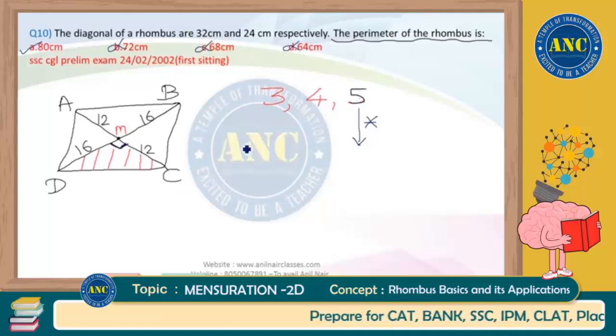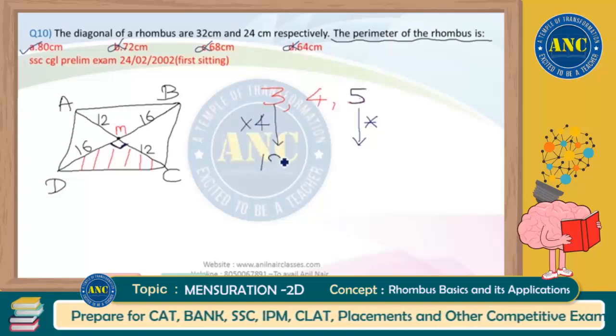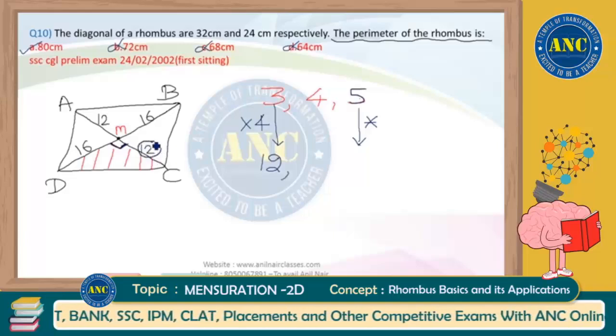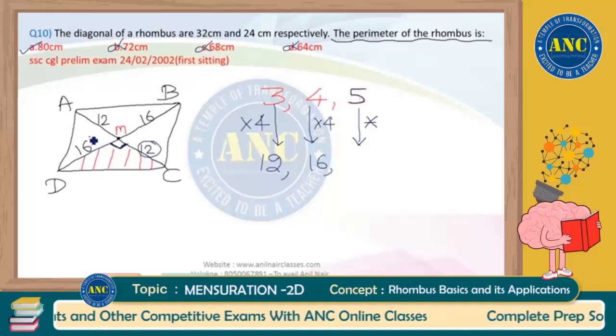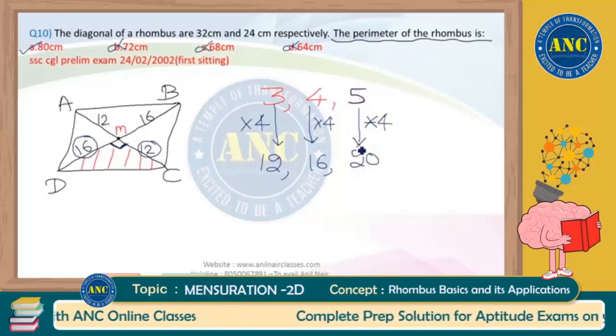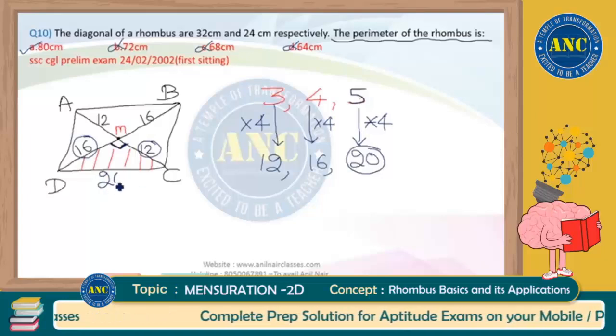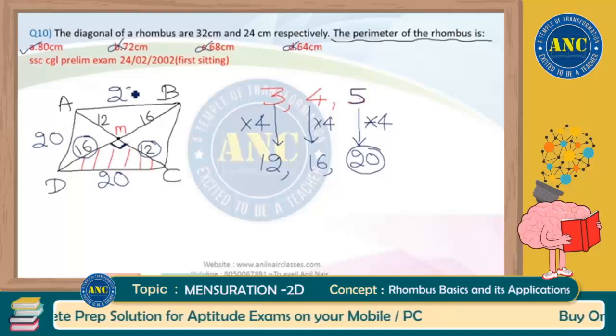Now see here, sir. Can I say that this is 3 into 4? 3 into 4 is 12. This is this side. 4 into 4 is 16. That is nothing but this side, right? 5 into 4 is 20. That is nothing but opposite to 90, this side. One of the sides is 20. All the sides will be 20 only in a rhombus.